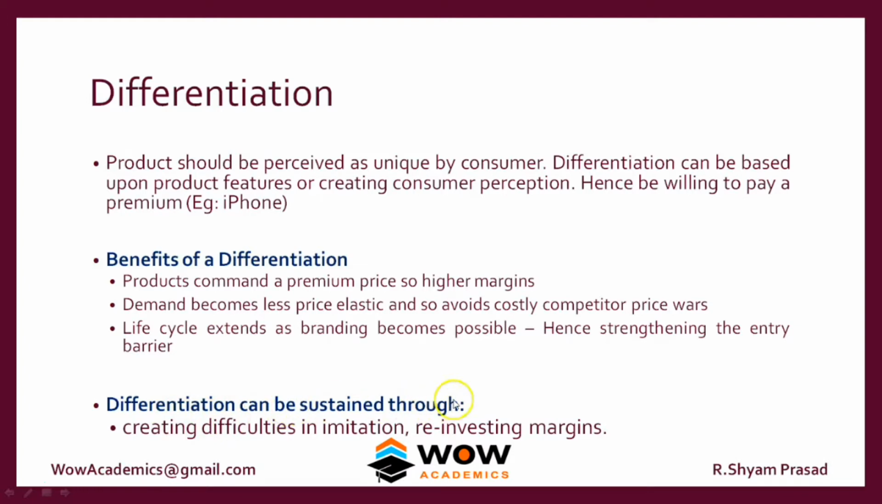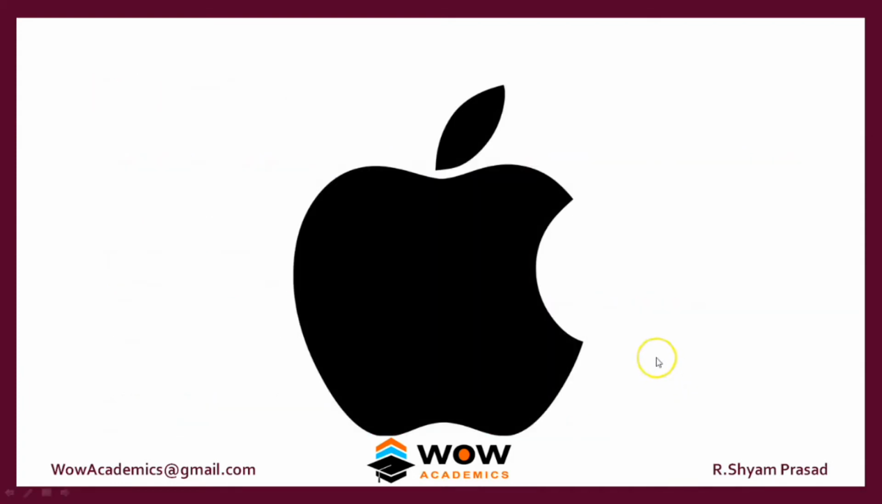Differentiation can be sustained through creating difficulties in imitation. Apple does it through intellectual property rights and also through reinvesting margins. Whatever money the company earns, it has to put into the branding. So the benefit of differentiation is huge. You are not selling a lot of items, you are selling a few items but at a very high price. So you earn a huge amount of profit and your competitors cannot attack you because you have a unique brand or a unique product. That's a good thing about differentiation. The best case is Apple.